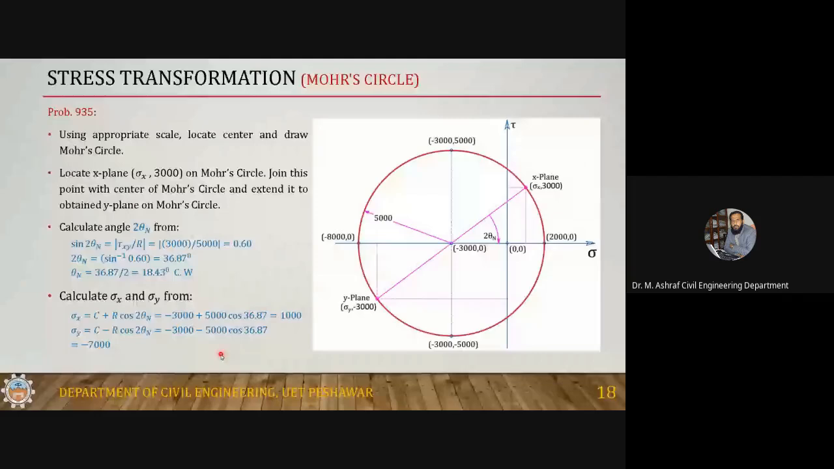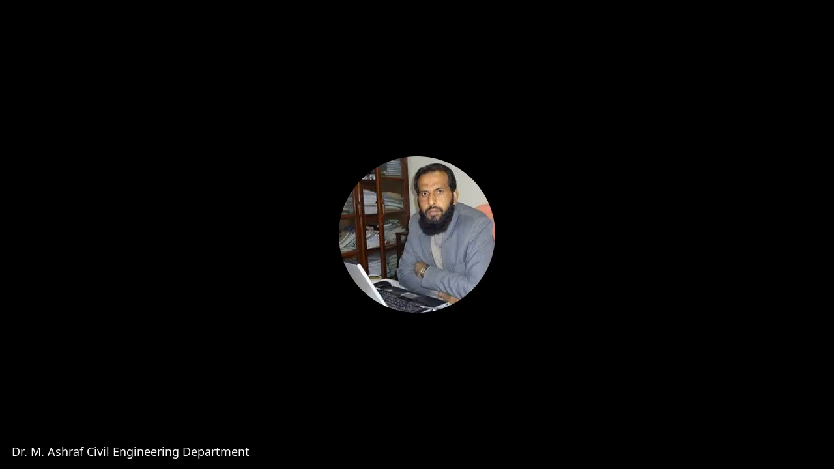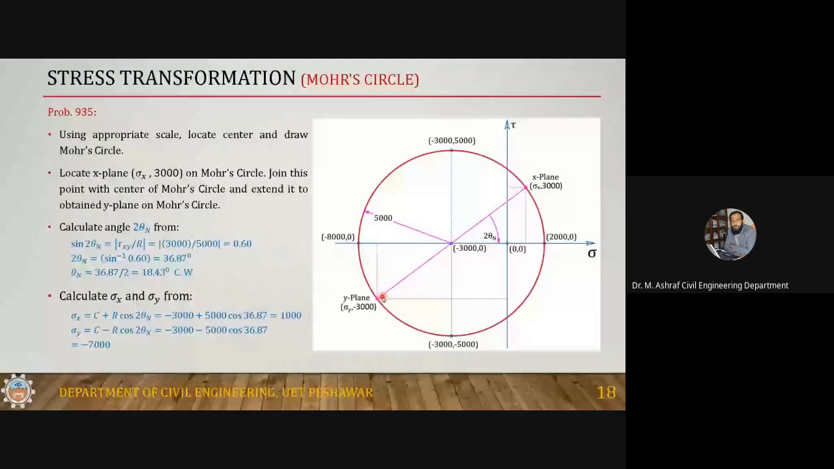Similarly, for the other side, sigma y is equal to C minus R cos 2 theta n. So this is minus 3000 minus 5000 cos of this angle, which is minus 7000. So this is from here up to here, minus 7000. If you measure it, you will get minus 7000. So you got the unknown stresses, you got sigma x and you got sigma y.